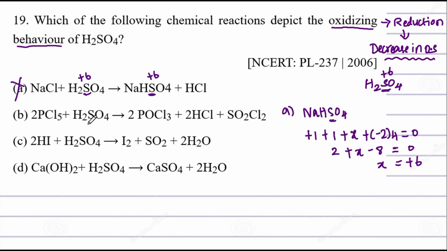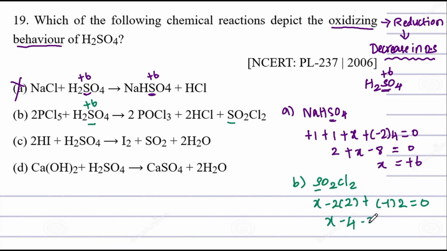So the next option, the oxidation state of sulfur in the reactant side is +6. Let us see the product side. So in next option, SO2Cl2. So X -2 into 2 plus -1 for chlorine, the oxidation state is -1 into 2 equal to 0. So X minus 4 minus 2 equal to 0. So the value of X is again +6. So it is also not a redox reaction.